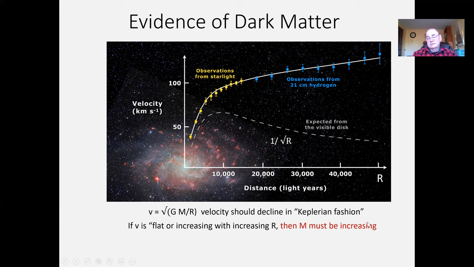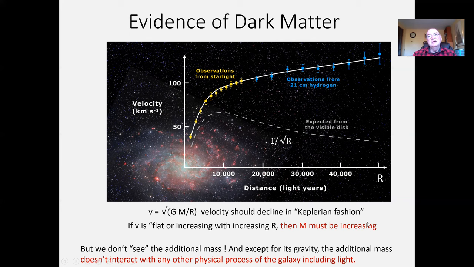But yet, although M is increasing, we don't see this mass. Yes, we see the mass of the gas as we are increasing, but that mass of that gas is not keeping up with the necessary mass that you need to create this graph. And this pretty much is the definitive first proof that convinced the astronomical world. Vera Rubin's research convinced her that this dark matter was not just something about the Coma Cluster or anything like that. This was very real. This was seen right in an individual galaxy.